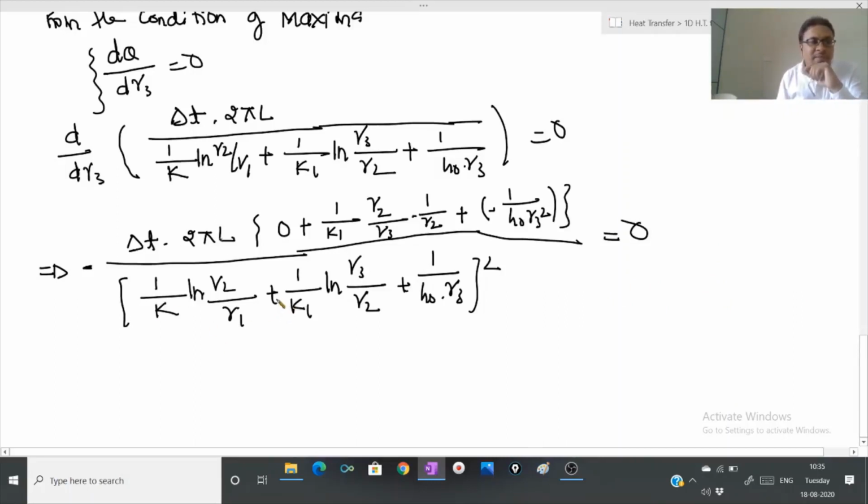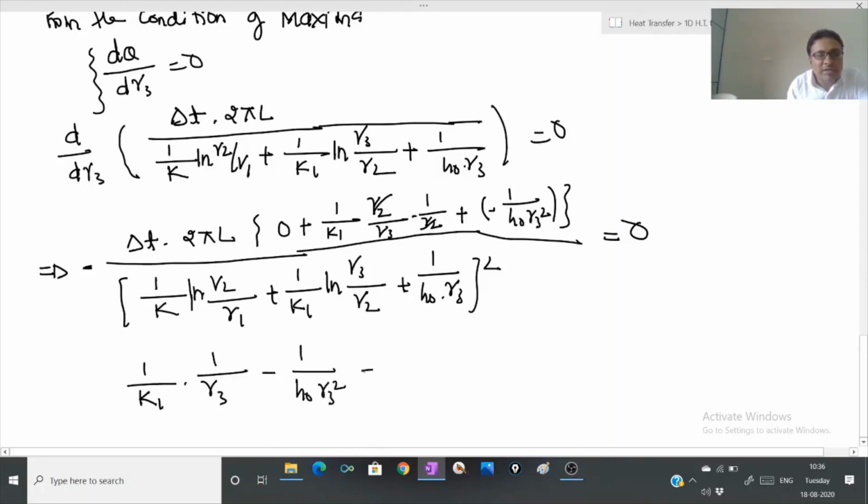So this cannot be 0, isn't it? This entire term cannot be 0. If I multiply this by this, it will become 0. If I divide 0 by anything, it becomes 0. So what will be left with me? 1 over k1 into this, R2 will get cancelled, R2 will get cancelled, 1 over R3 minus 1 over h0 R3 square is equal to 0.